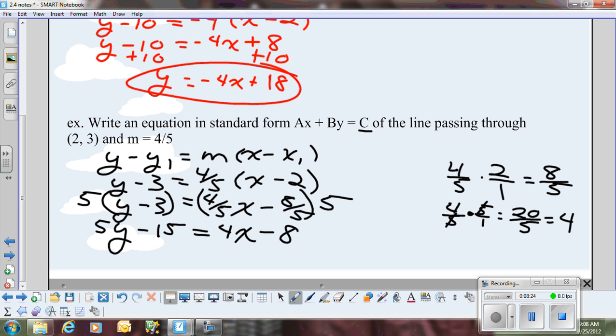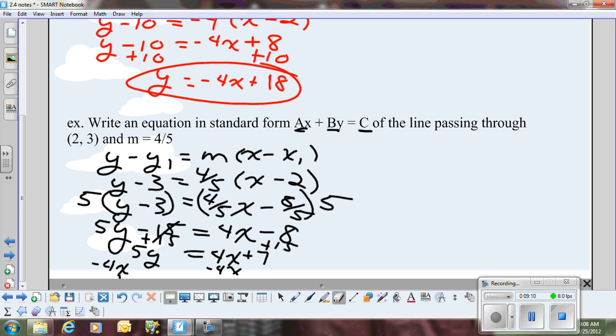So let's look at what we have here. We have a y on this side. I need to move my constant to the other side. So let's say plus 15. So I have 5y, this is going to go to 0, equals 4x minus 8 plus 15 is plus 7. Okay, well, I'm getting closer. I have the y on the right side. I have the constants on the right side. I need to move my x to the right side. So I'm going to say, I'm going to run out of room here, minus 4x on both sides. So I've got minus 4x plus 5y equals, well, that goes to 0, so it equals 7.